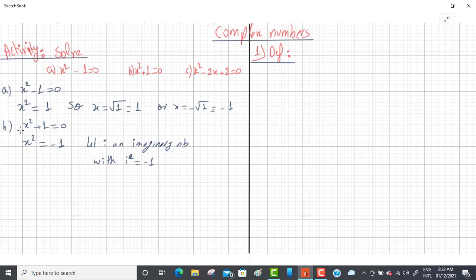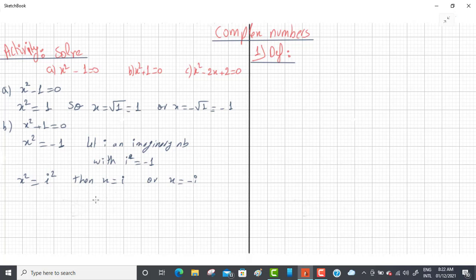the value of i. So if x squared equal minus 1, the equation became x squared equal i squared. And you can solve this equation. You can say then x equal radical of i squared, which is i, or x equal minus radical of i squared, which is minus i. And we found what we call an imaginary number.